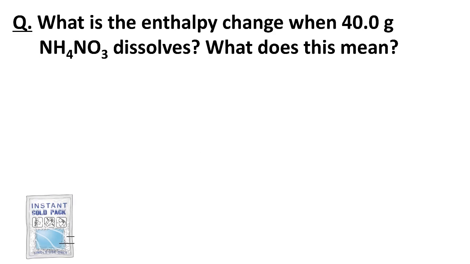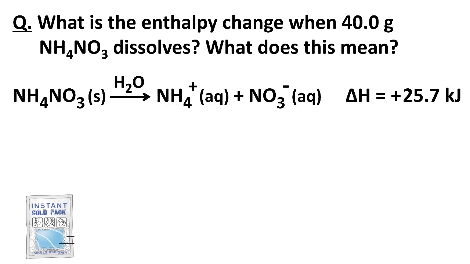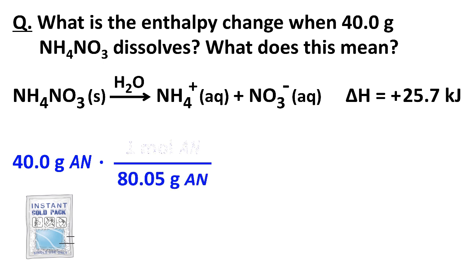And let's do a calculation with this. What's the enthalpy change when 40.0 grams of ammonium nitrate dissolves? And what does this mean? Well, there's the thermochemical equation. And again, note that thermochemical equations, like chemical equations, are based upon moles. So we have to convert the 40 grams of ammonium nitrate, using the molar mass of ammonium nitrate, to get the moles.